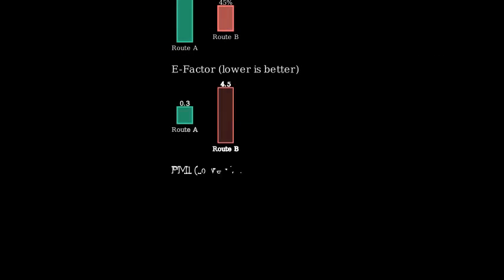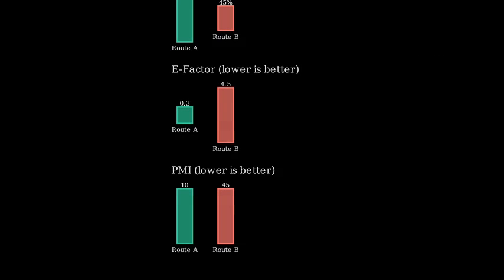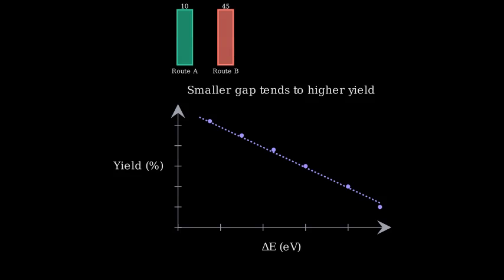Let's compare two hypothetical routes to the same target. Route A is FMO guided, and Route B is a traditional approach. We can also sanity check with data. If we screen catalysts or solvents that tune frontier levels, we often observe that a smaller gap correlates with higher yield. This scatter shows that trend. As delta E decreases, yield rises.